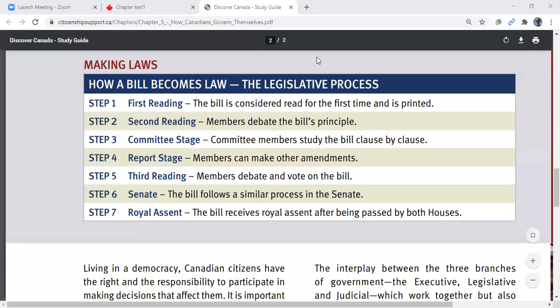Okay, we're doing page 29, and we're talking about how Canadians govern themselves. And Diala, would you like to read "Making Laws," please?